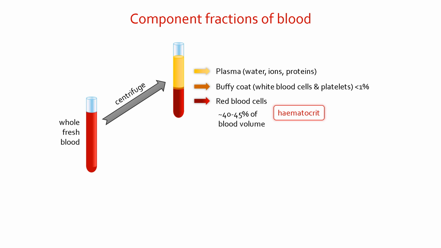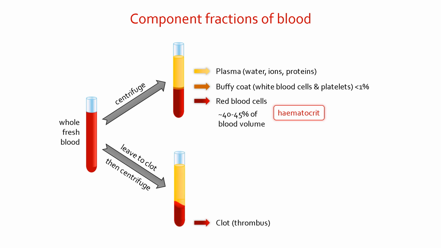If the blood sample is left out on a bench before centrifugation, it forms a clot or a thrombus. When the sample is centrifuged, the clot is compressed at the bottom of the collection tube. The liquid above the clot is known as serum. The composition of serum is like plasma, except that it lacks protein clotting factors, which are used in forming the clot.